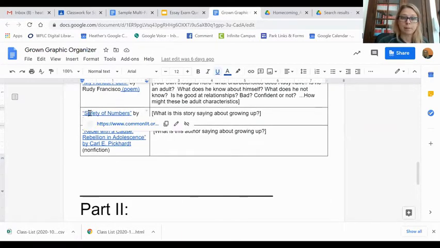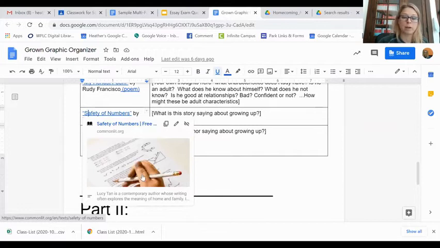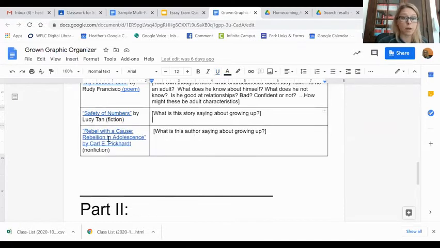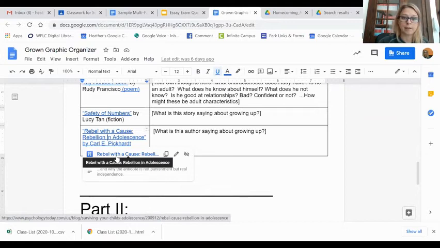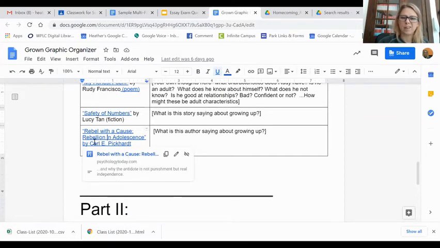Safety of Numbers by Lucy Tan, we've just spent quite a lot of time on very recently. What is this story saying about growing up? Again, here's the link right here to the story. Go ahead and reread it if you don't remember it. And Rebel with a Cause, Rebellion in Adolescence. You can read that here. It's also on CommonLit.